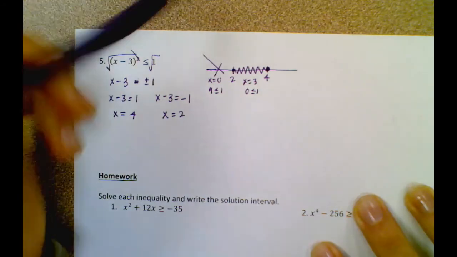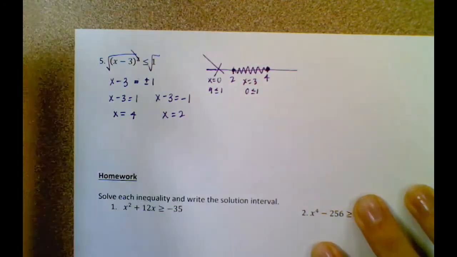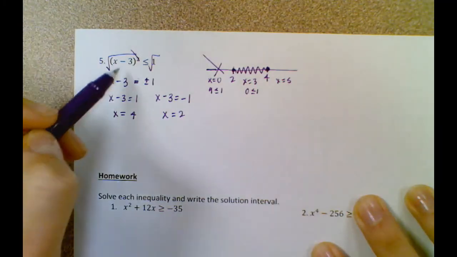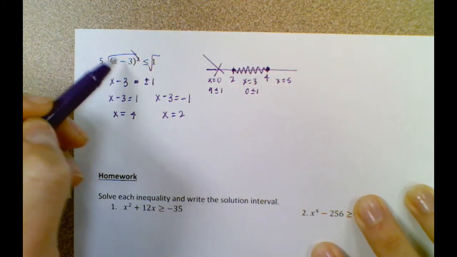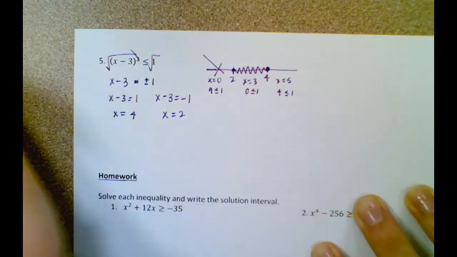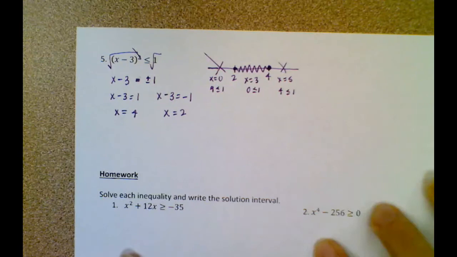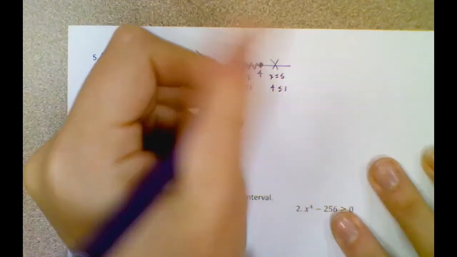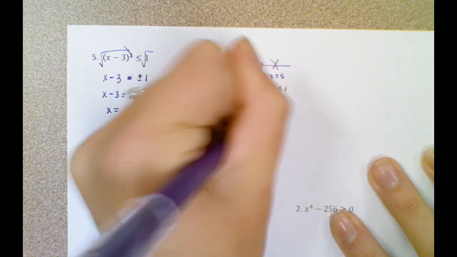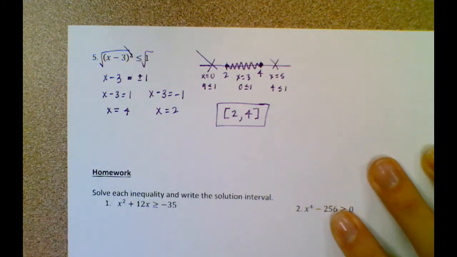And again, like I said, you could use a test point over here. 5 minus 3 is 2. 2 squared is 4. 4 is not less than or equal to 1, so I'm not going to shade there, okay? So always use a test point just to double check yourself if you want. Okay, so my interval would be from 2 to 4, and I'm using brackets because I have closed circles.